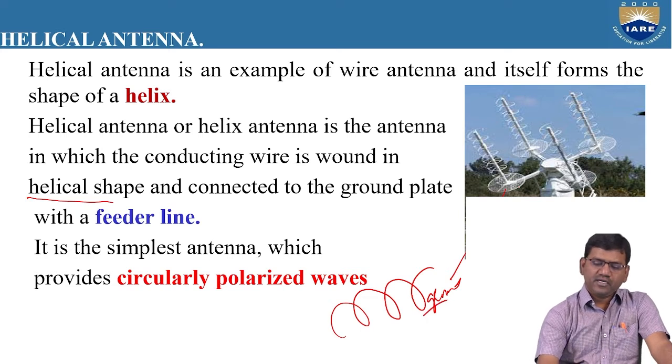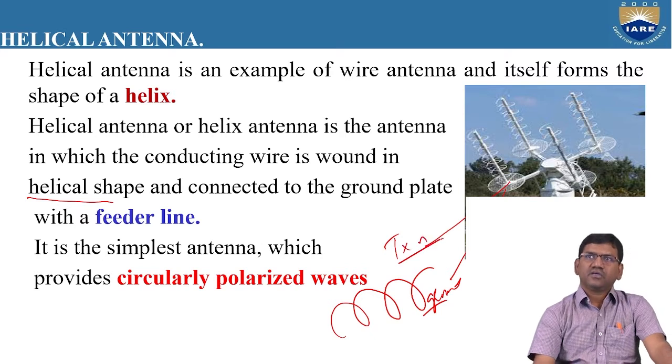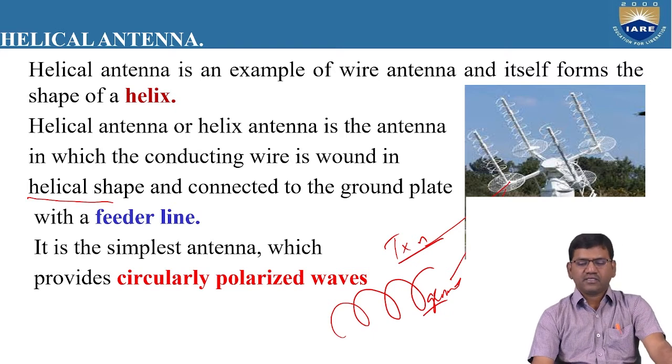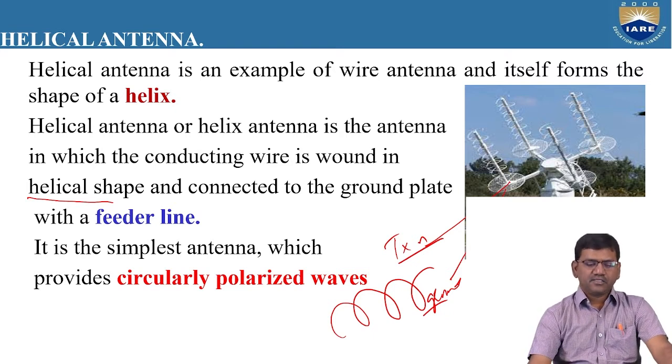There is a transmission line here, which is known as a coaxial cable. So there will be a coaxial cable here and a ground plane here. You can observe it in the display. It is the simplest antenna which provides circularly polarized waves.